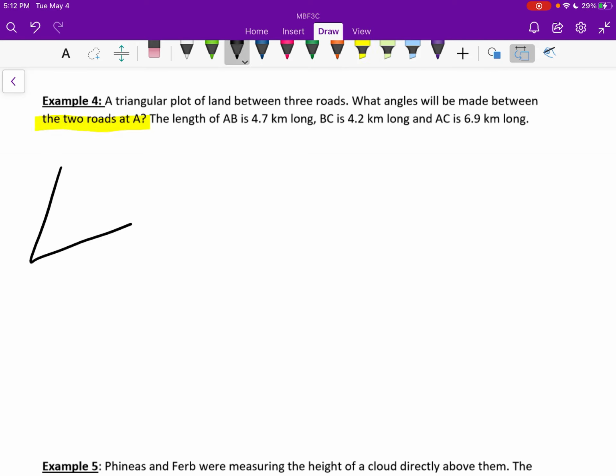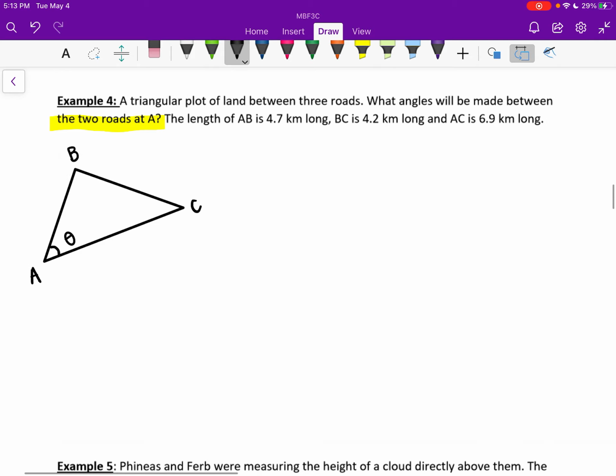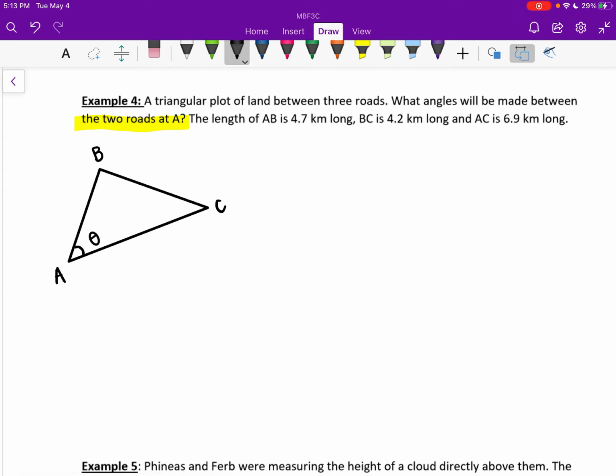So, like always, first things first, go in and draw a diagram. I like to just label them A, B, and C because that corresponds with the equations that I have. And I want to find what is the angle that is made between 2 rows at A. So I want to find this, right? And then I have some other information. So the length of AB is going to be 4.7. So I'm going to write 4.7 here.